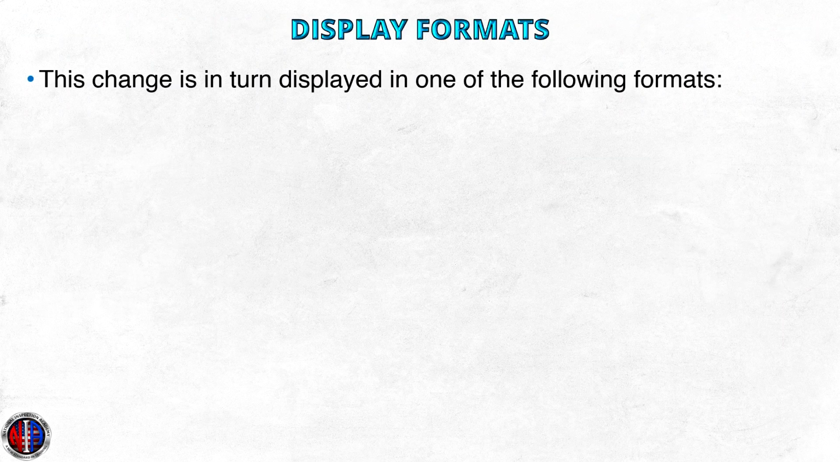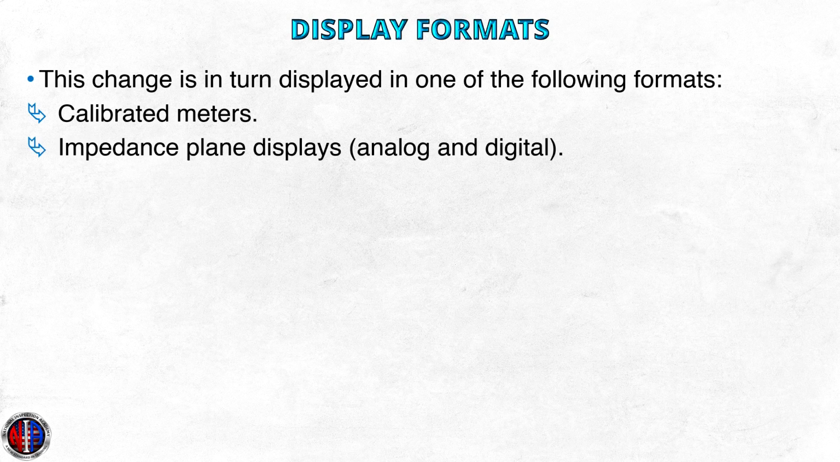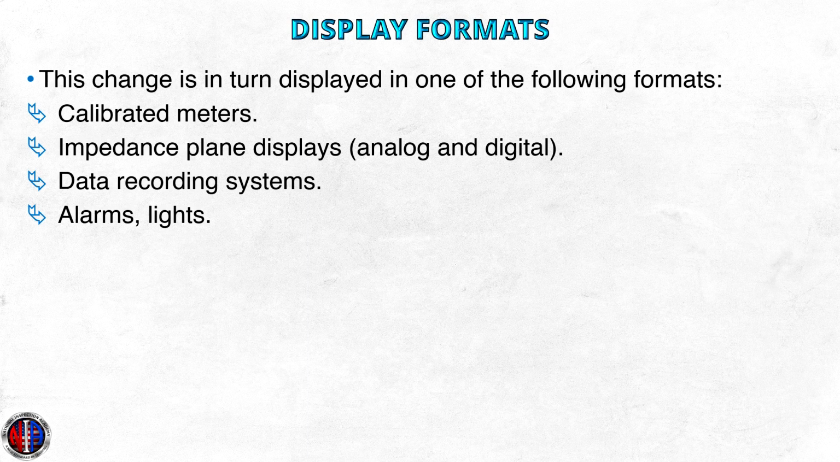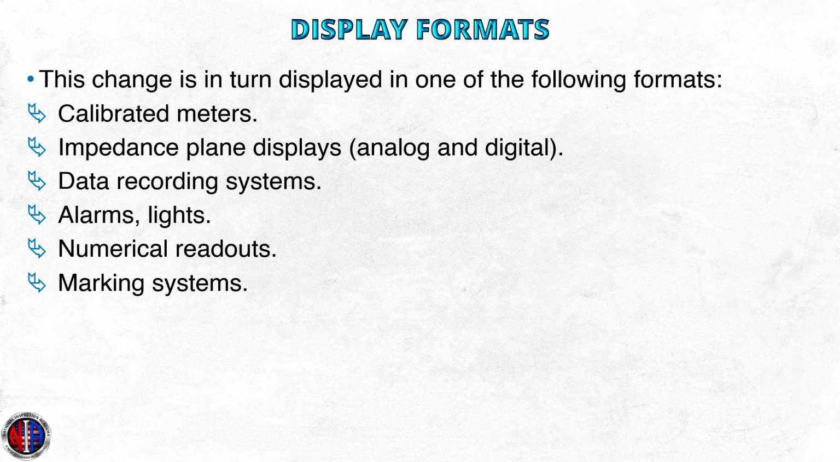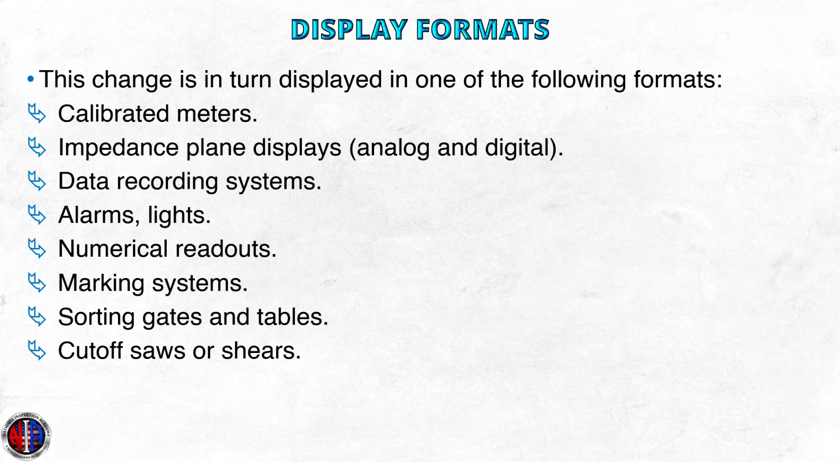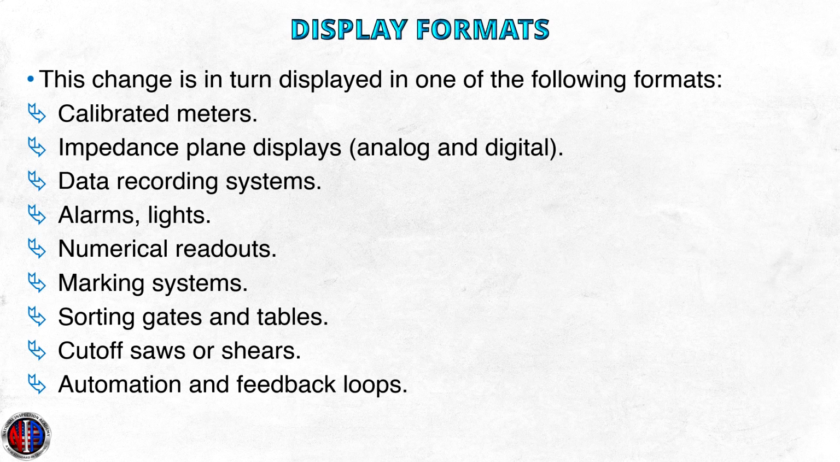This change is in turn displayed in one of the following formats: calibrated meters, impedance plane displays, being either analog or digital, data recording systems, alarms or lights, numerical readouts, marking systems, sorting gates and tables, cutoff saws or shears, automation and feedback loops. The primary format of traditional NDT utilized in industry is the impedance plane display, which will be discussed later.